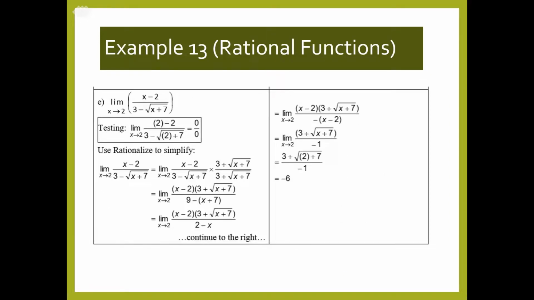For E, you also need to simplify the function using the rationalization by multiplying both numerator and denominator by the conjugate of the surd, that is 3 plus square root of x plus 7. Simplify the function and then substitute x with 2, you will get -6 as the final answer.